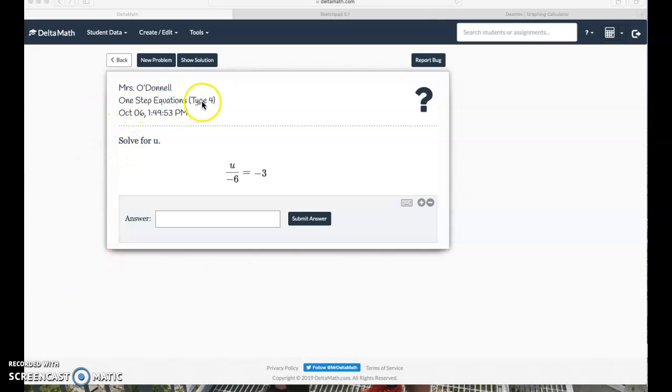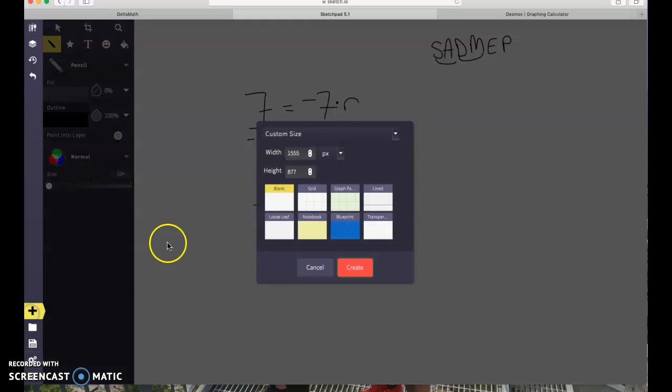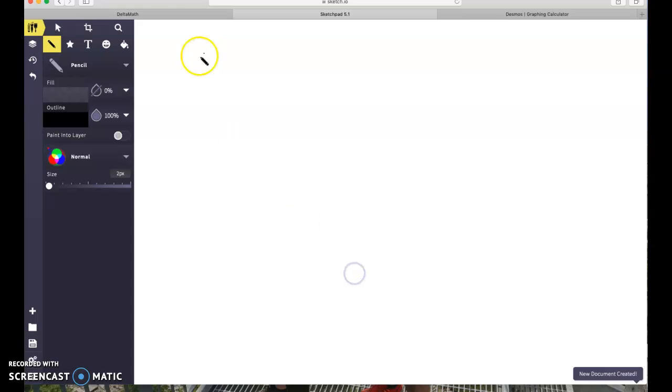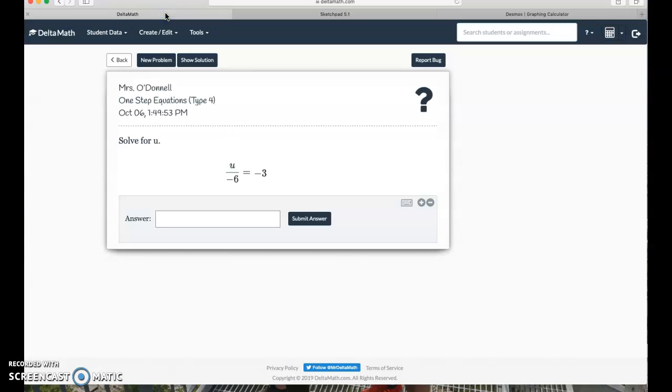Okay, one-step equations type 4. So now we're still solving one-step equations. We still want to think about our inverse operations to help us solve them. So our first equation that Delta Math is giving us is u divided by -6 equals -3.